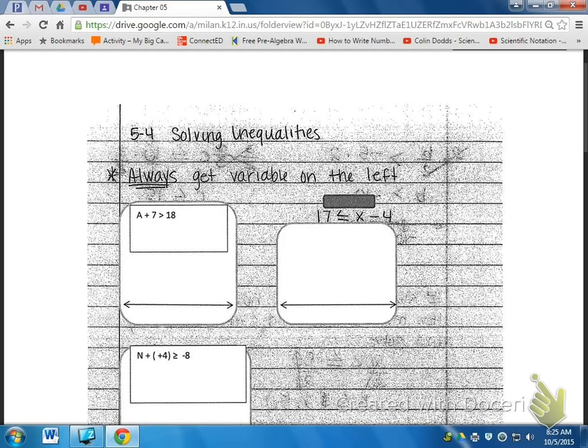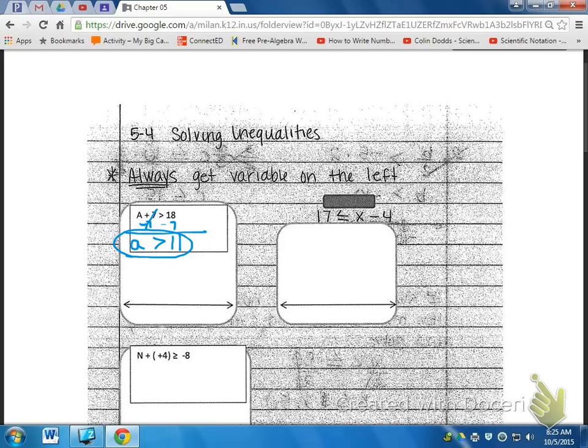So A plus 7 is greater than 18. Anybody want to try this? These are like one-step inequalities. Dakota? So you're going to show subtracting 7 on both sides. And just like an equation, below it you bring down what you have left, which is what, Dakota? A, the 7's cancel out, greater than 18 minus 7 is 11. Okay, so that's your solution.